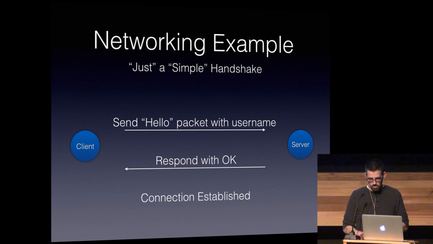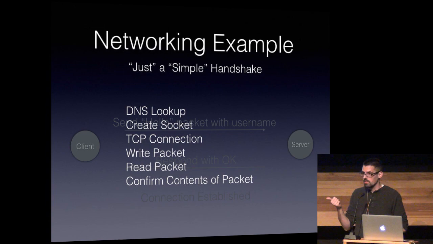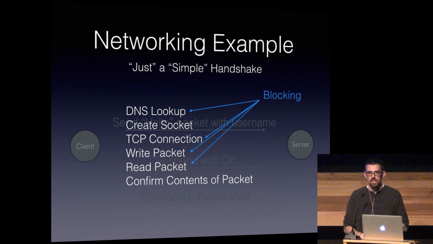This is what's actually happening. All right, we have to do a DNS lookup of the server's hostname. Then we have to create a socket. We have to actually establish the connection. We have to write our packet. We have to read the response of the packet. And then we have to parse that and confirm that it actually contains the response we expect. All right. So just to be clear, these things are all blocking operations. And we have to wait for them sequentially. And these things, which is all of them, might fail.